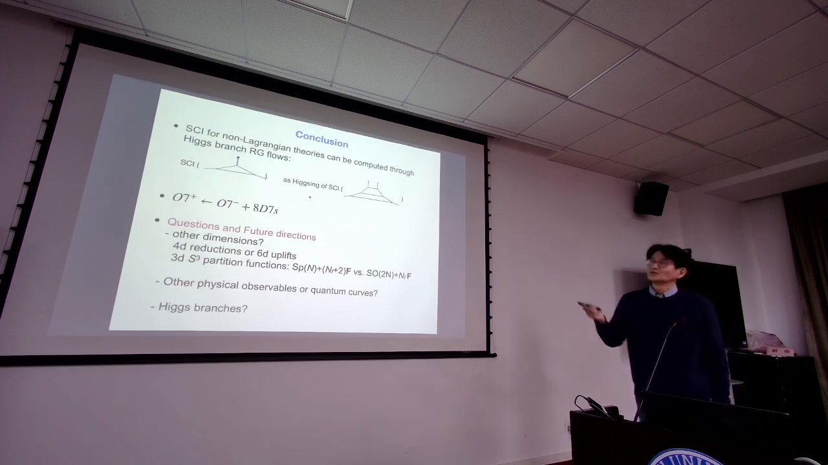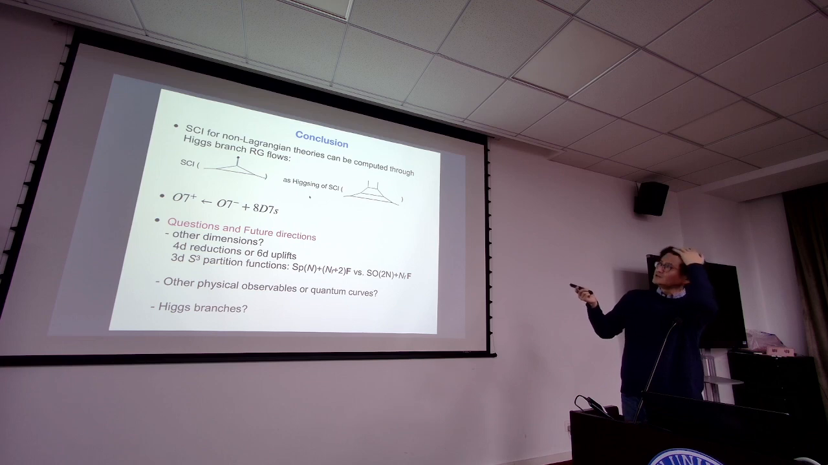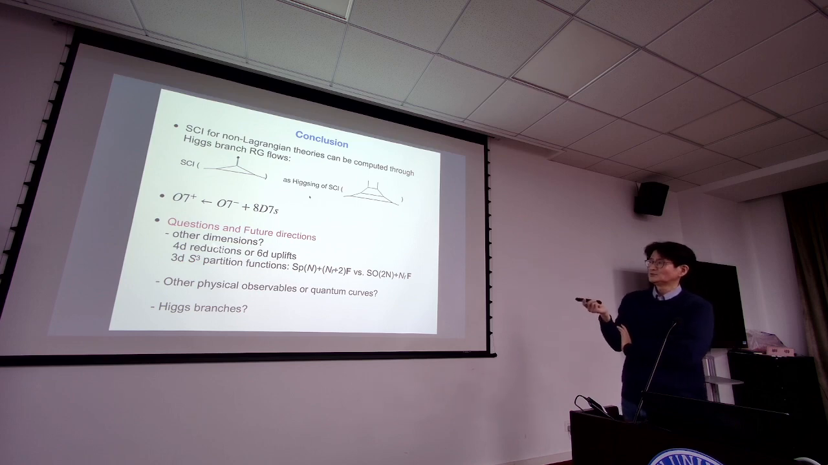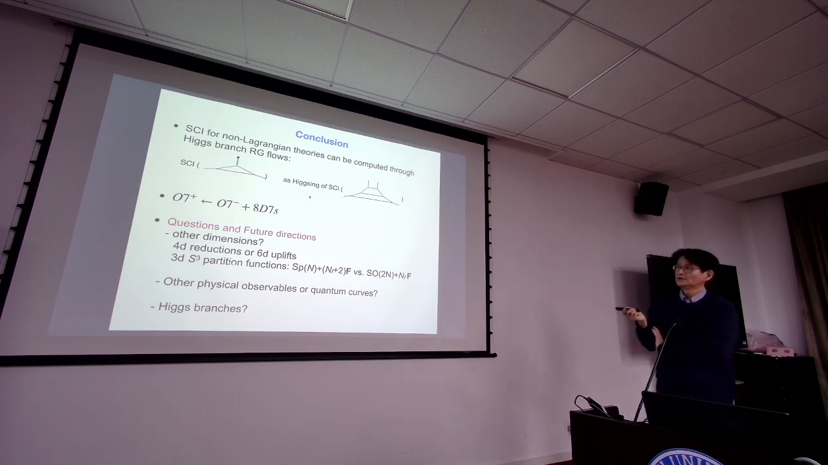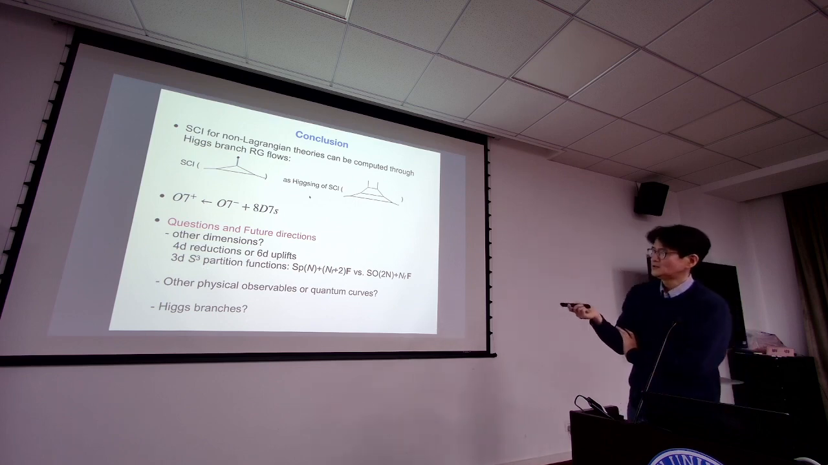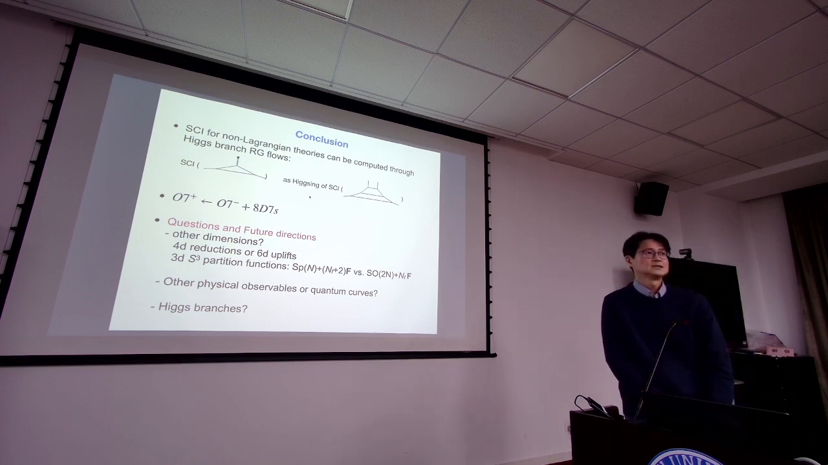So let me conclude. In this talk, I presented a way to compute the superconformal index for non-Lagrangian theories. I introduced the Higgs branch flow and also this freezing. A question that remains is whether we can have a 4d or 6d relation for this. We are also preparing the papers, which will deal with 4D and 3D as well. It will also be interesting to look at other observables and the quantum curve, and also to apply Higgs branch numbers. Okay, that's it. Thank you.